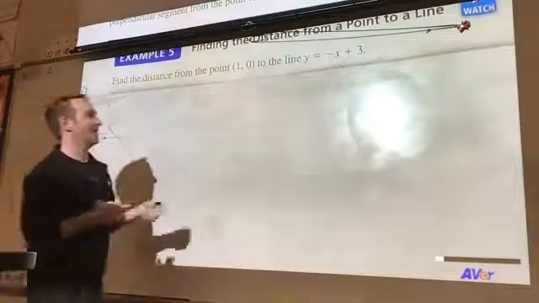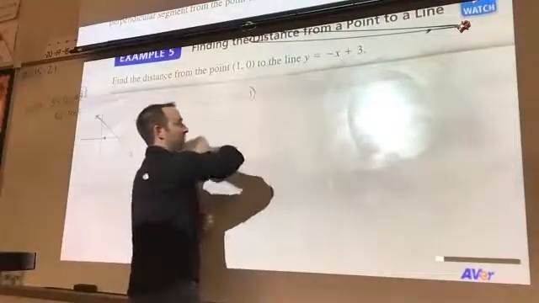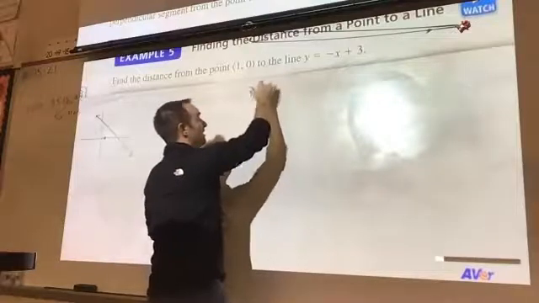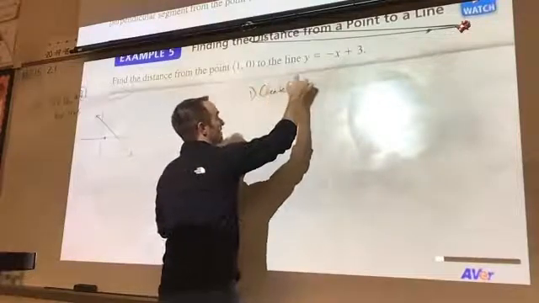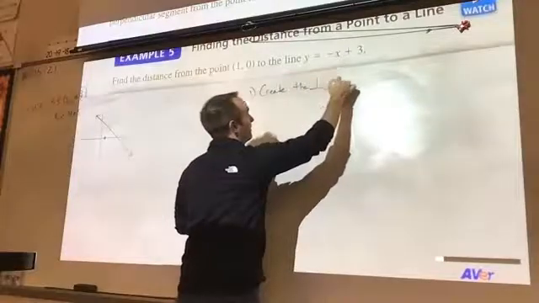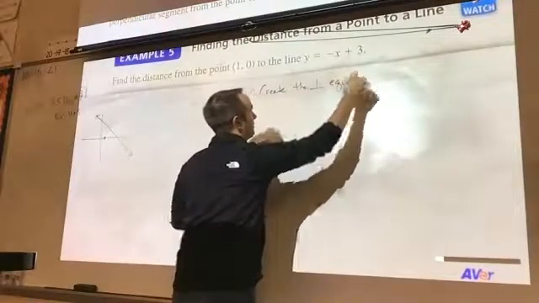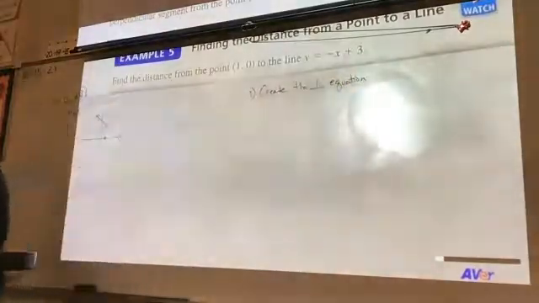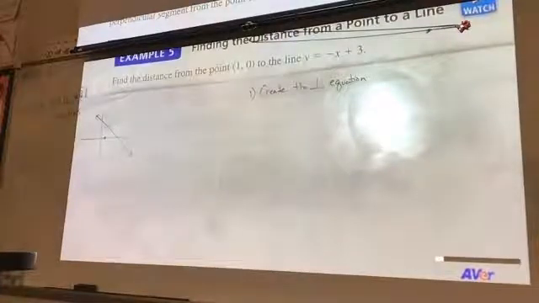So step 1 out of all of this, there are going to be 3 steps to it. Step 1 is to create a perpendicular equation. And we're going to create the perpendicular equation just like we just did in the last example. So I would like you to go ahead and do that. I want you to create that perpendicular equation through point 1, 0.